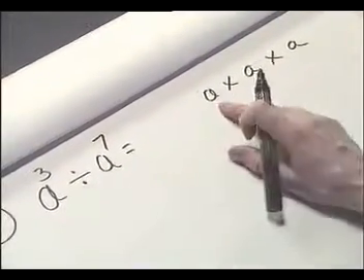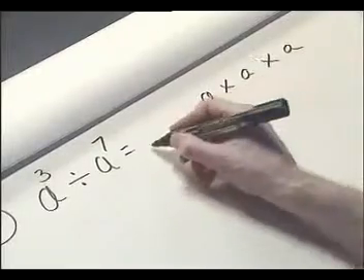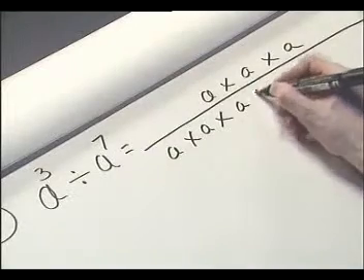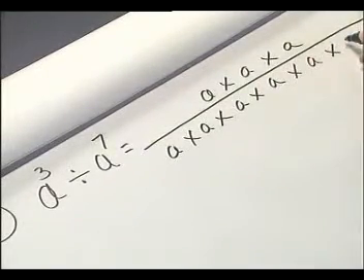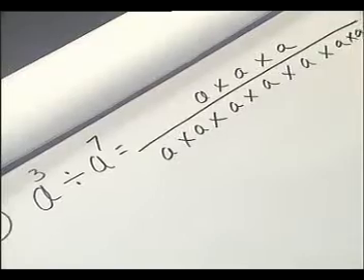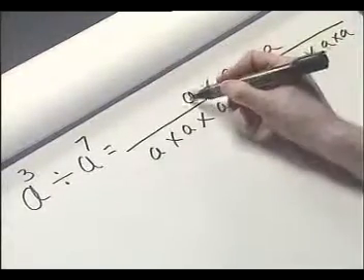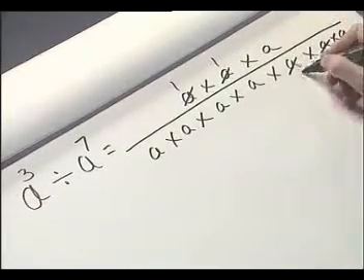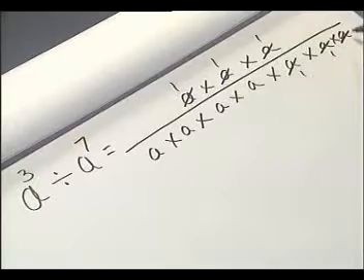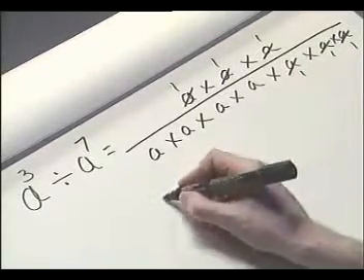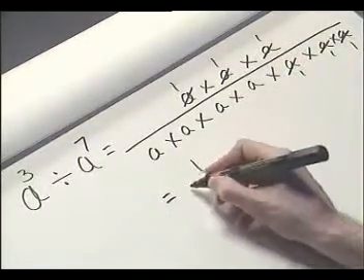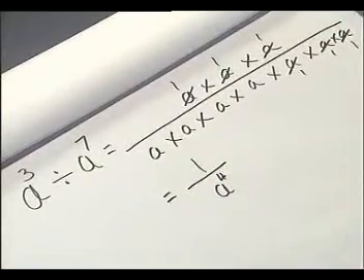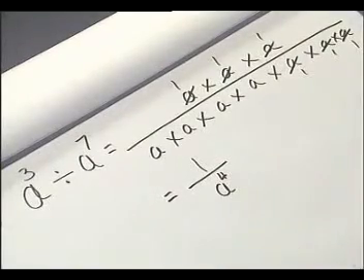So we have a cubed is a times a times a, divided by a multiplied by itself 7 times. And again, we can do the cancelling out of the common factors, dividing top and bottom by the common factors. So what do we have? 1 on the top, 1, 2, 3, 4 on the bottom, a to the power 4. We know we've done that right.